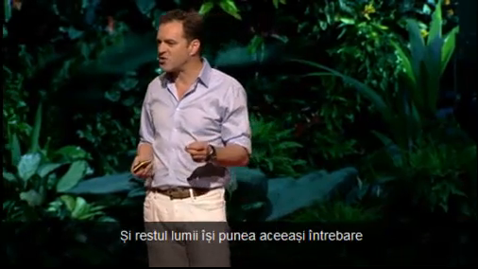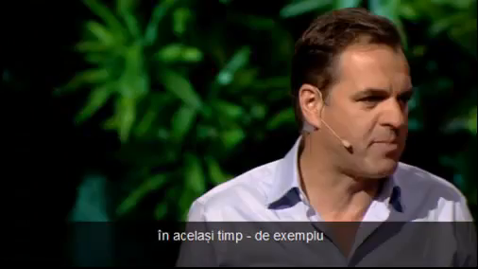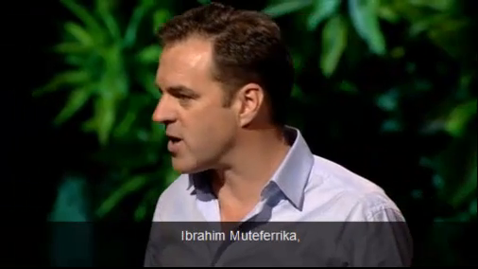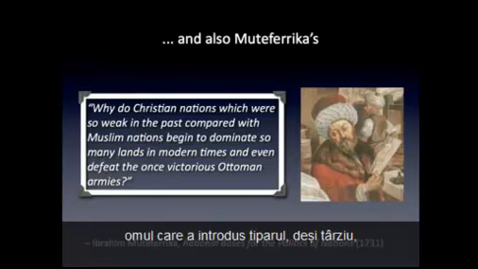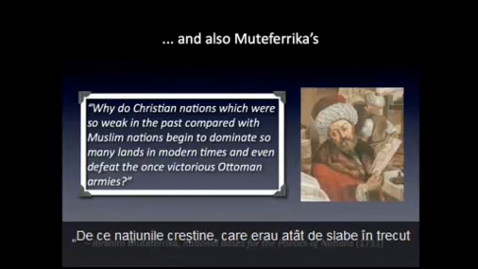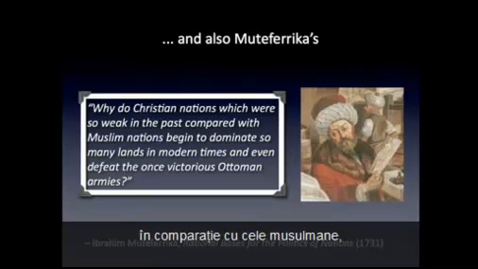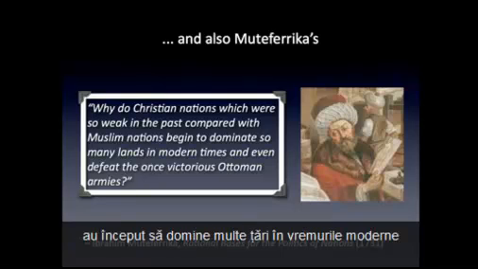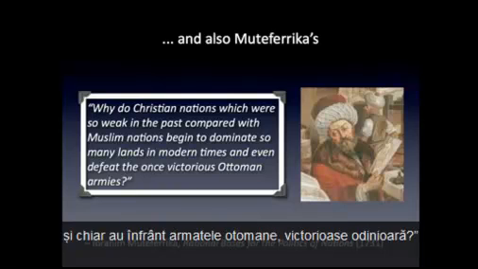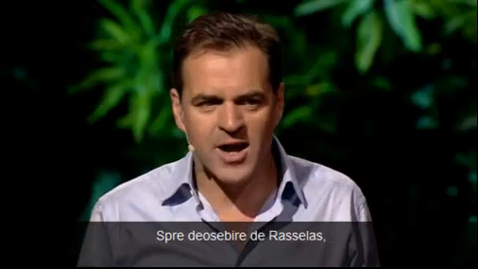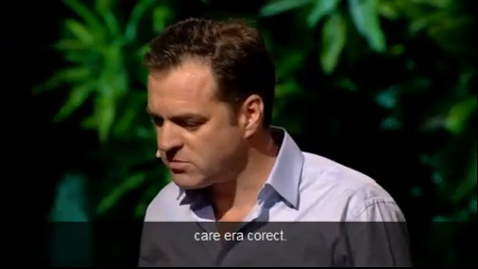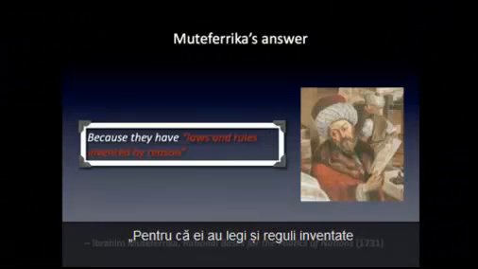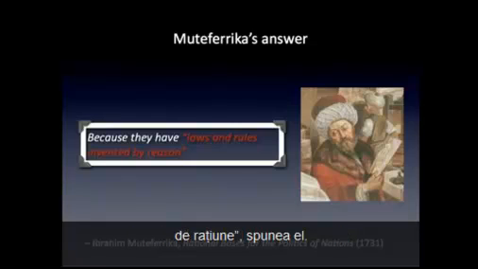And you know what? It was also being asked at roughly the same time by people in the rest of the world, like Ibrahim Muteferrika, an Ottoman official, the man who introduced printing very belatedly to the Ottoman Empire, who said in a book published in 1731, "Why do Christian nations, which were so weak in the past compared with Muslim nations, begin to dominate so many lands in modern times and even defeat the once victorious Ottoman armies?" Unlike Rasselas, Muteferrika had an answer to that question, which was correct. He said it was because they have laws and rules invented by reason.